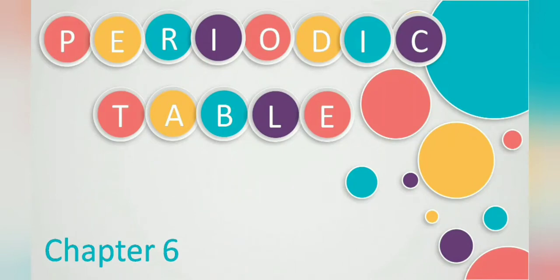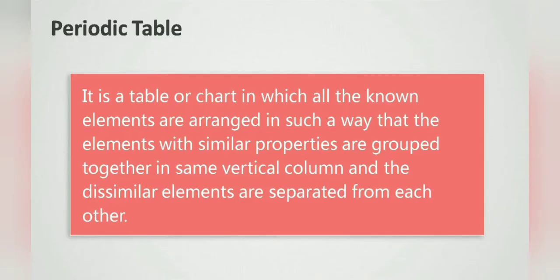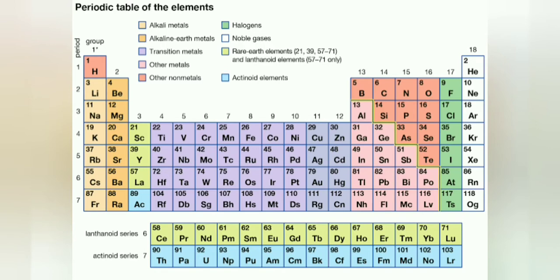Periodic table is defined as a table or chart in which all the known elements are arranged in such a way that the elements with similar properties are grouped together in the same vertical column and the dissimilar elements are separated from each other. Means in a periodic table, elements are classified in various vertical groups according to their properties.